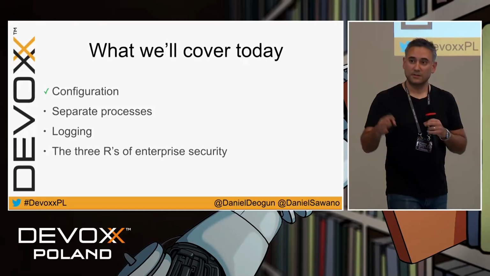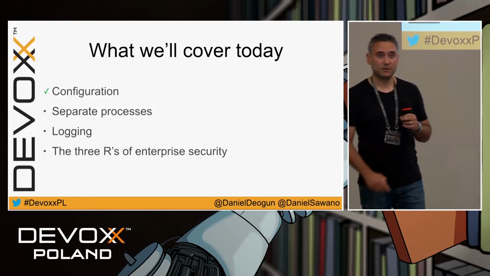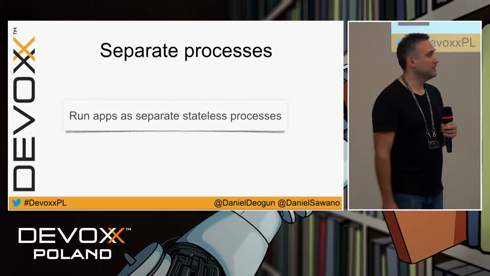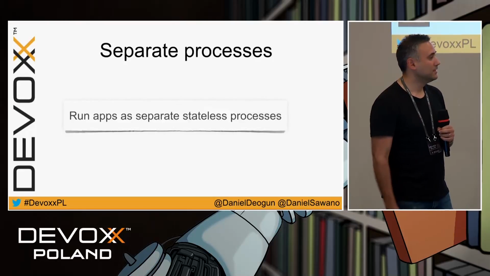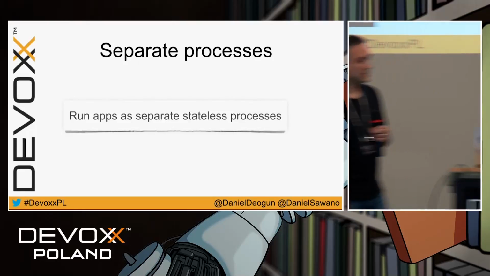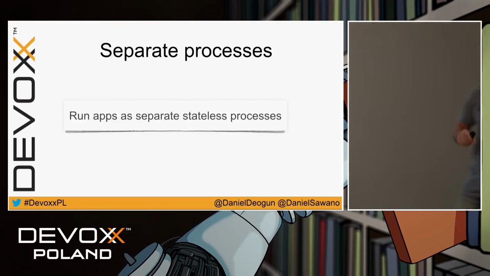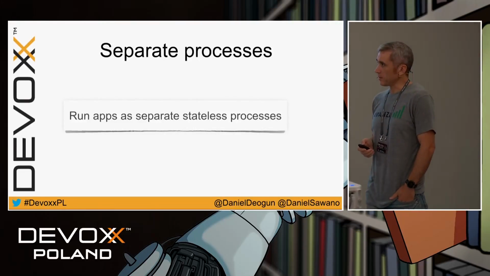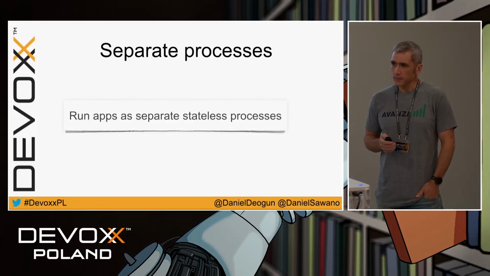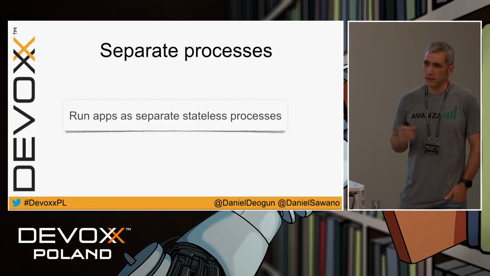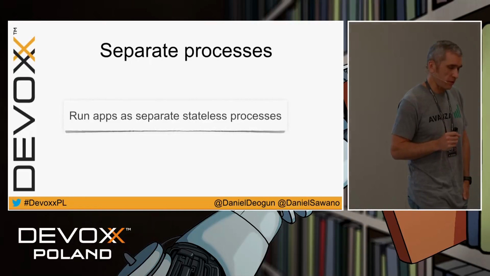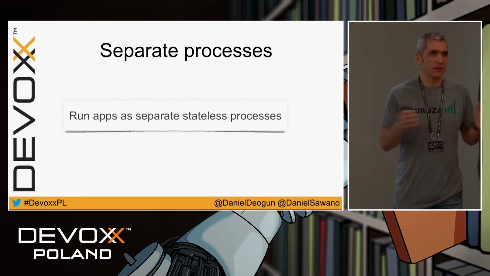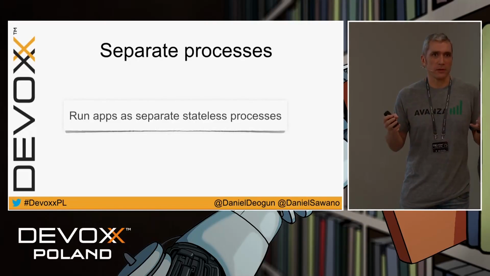So let's move on. Separate processes. I mean, what's that all about then? Well, you want to be able to run your applications as multiple stateless processes. That's kind of like the elevator pitch, right? But the reason why you want to do this in the cloud environment is because you want to be able to scale in and scale out. You want your application to be elastic, right?